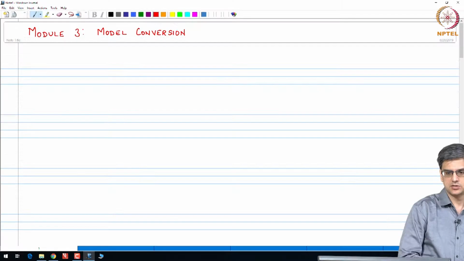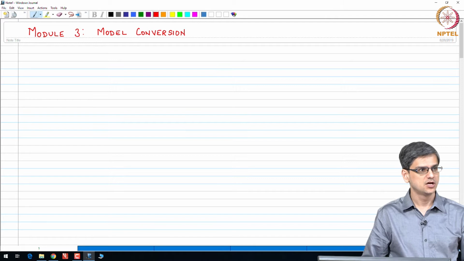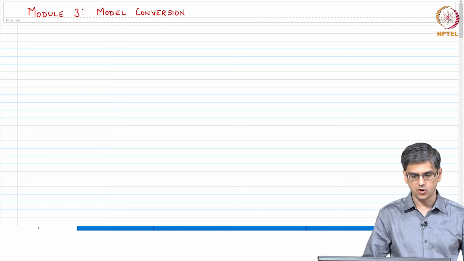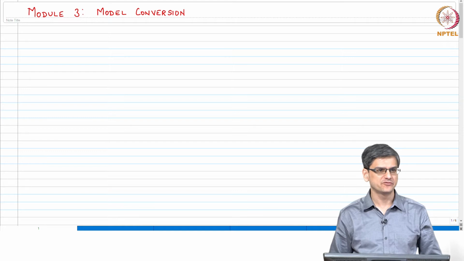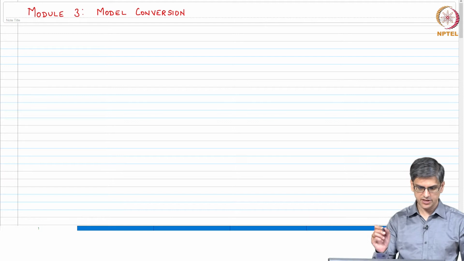Let's get started. Hopefully we'll finish module 3 in today's lecture. We looked at conversion between different types of models in this module. For the most part, we've just dealt with SISO systems, and there was a question yesterday: how about MIMO? Let's look at the state space model.